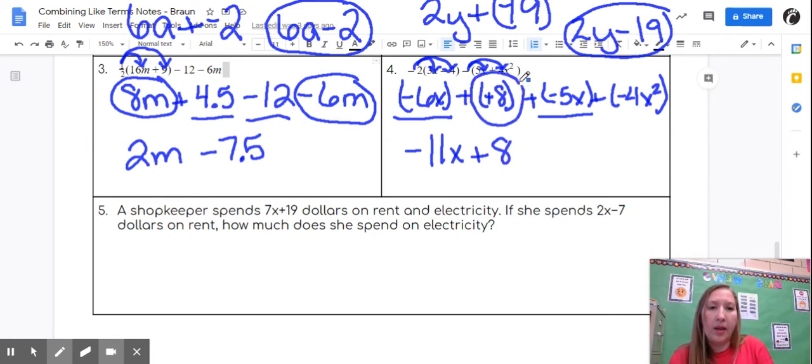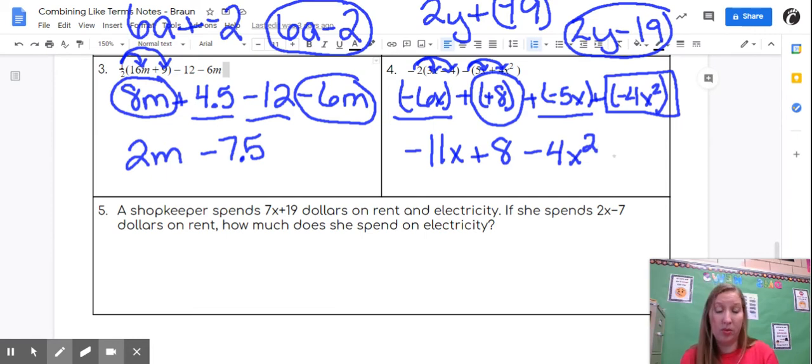So this was by itself. And then we also have plus negative 4x squared, which again does not have any other like terms. So then I will have plus negative 4x squared or just minus 4x squared. And this is my simplified expression. I can't simplify it any further. I can't combine any other terms. This is as far as I can go.